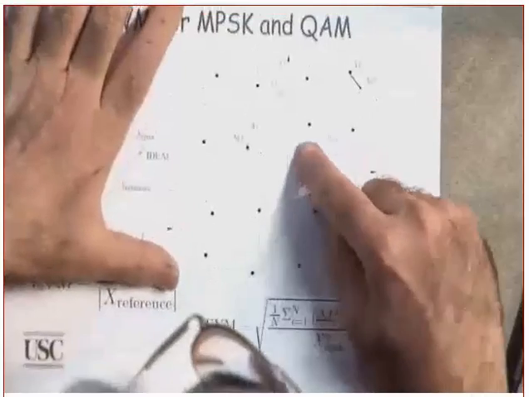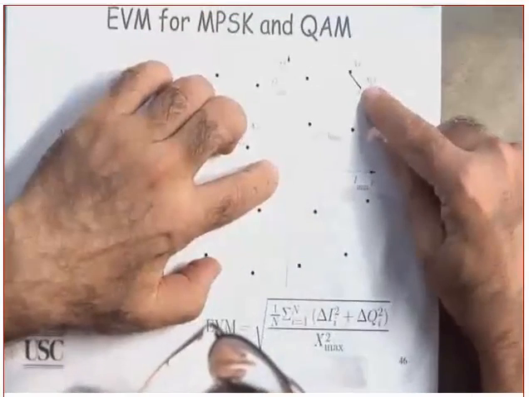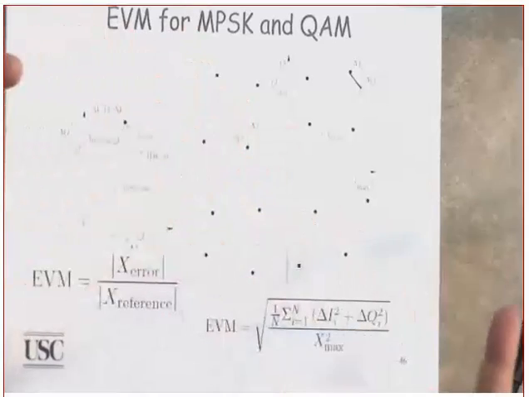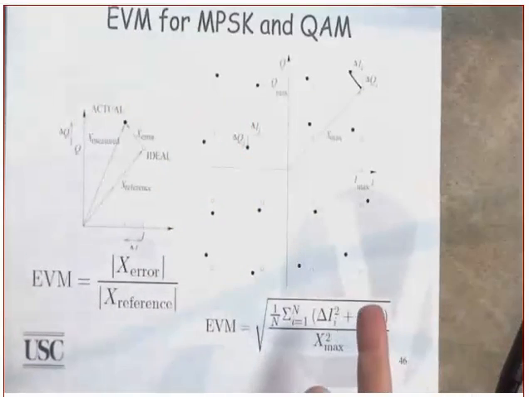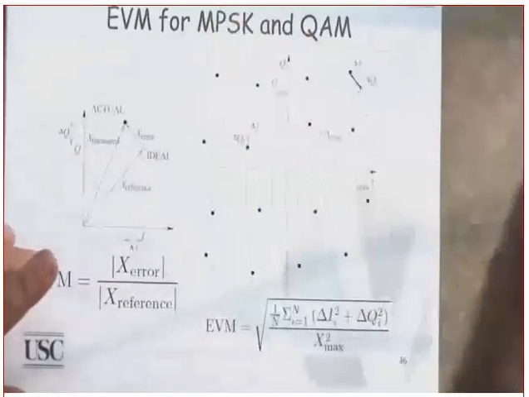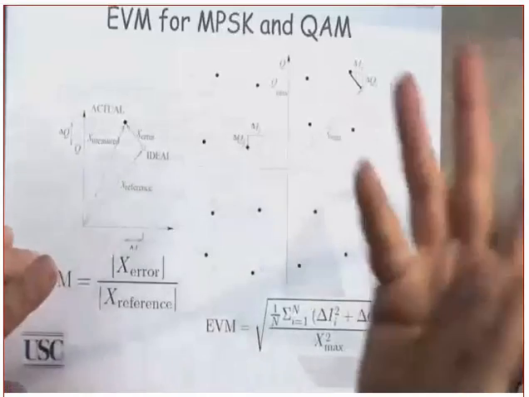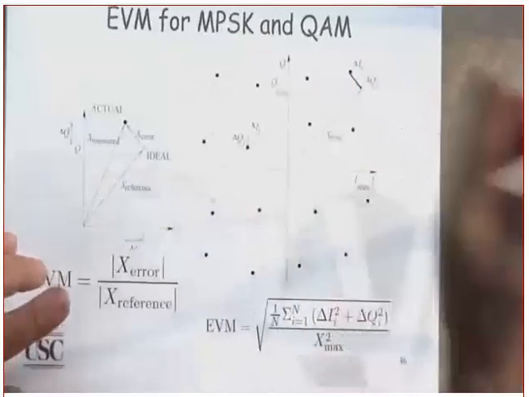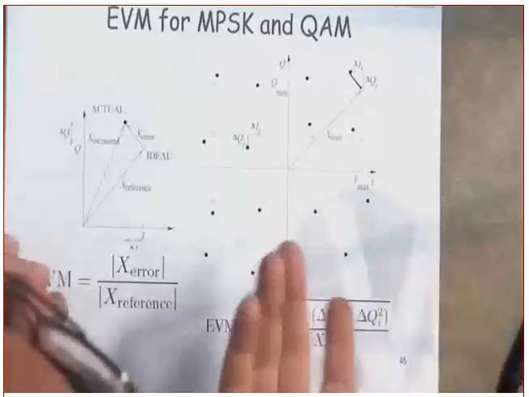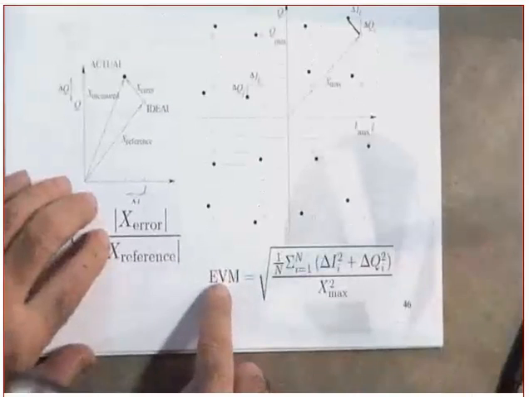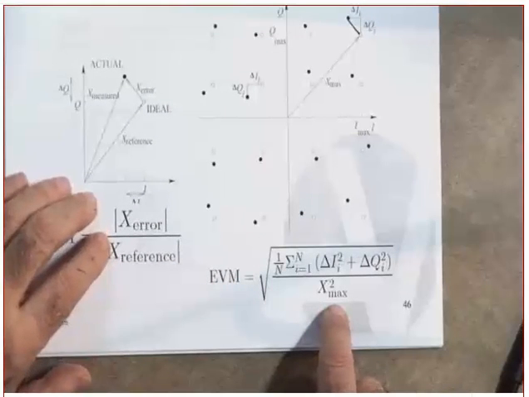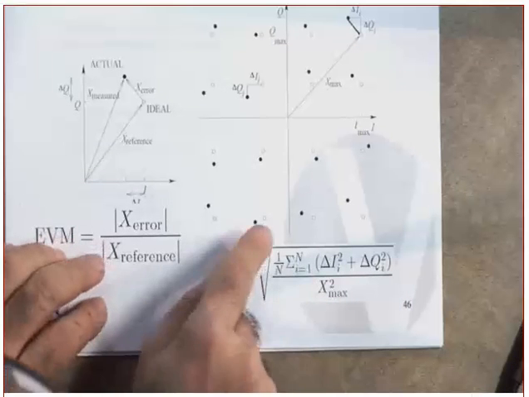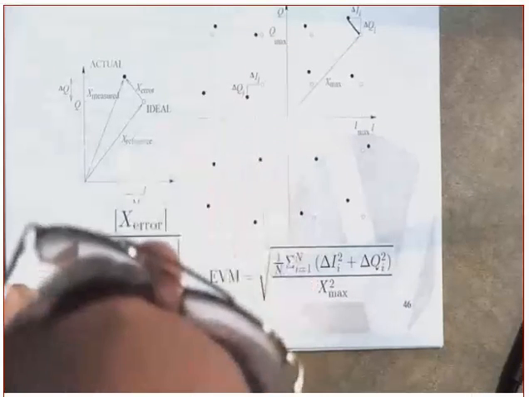Let me ask you a question. Do you see this one here? Does it have to be the same as this one here? Remember, only if you are using phase shift keying, all the amplitudes are going to be the same. But if you are using QAM, which means quadrature amplitude modulation, the amplitudes are not the same. You agree? When you calculate the EVM, you divide it by the maximum, which means the one that is furthest away from the origin.